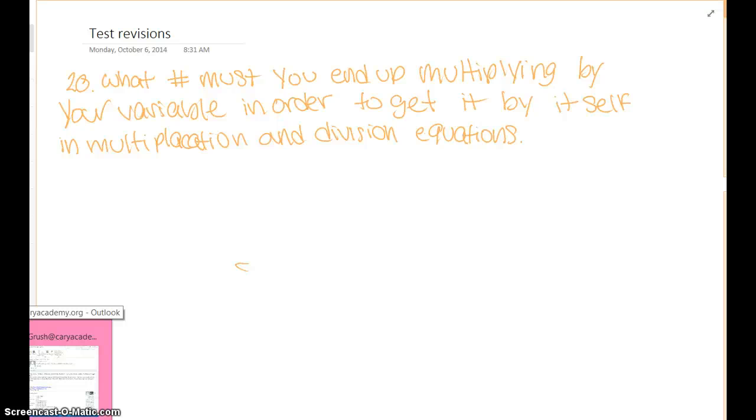This is the test revisions or test corrections for the integers test 2. The problems that I will be reworking are number 20 and number 25.